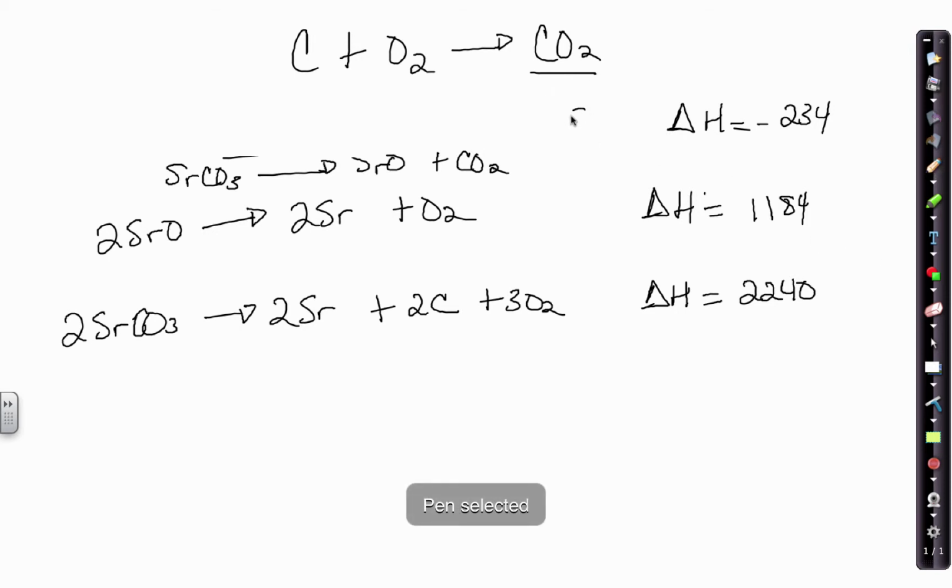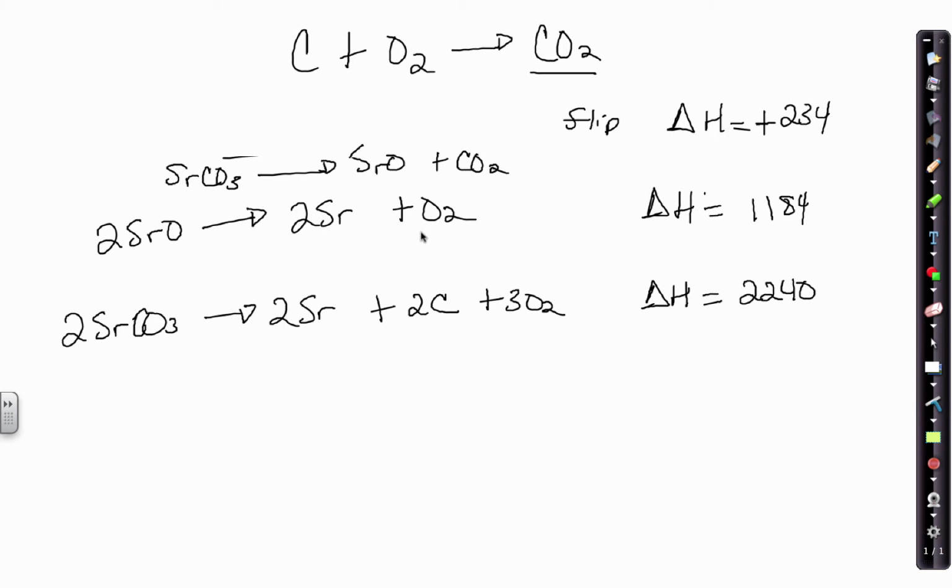All right, so I flipped this, which means that this sign needs to change to positive. All right, so now let's look at the next one. Okay, I've got O2, but I've got O2 over here, so I'm going to look at the other equations first.